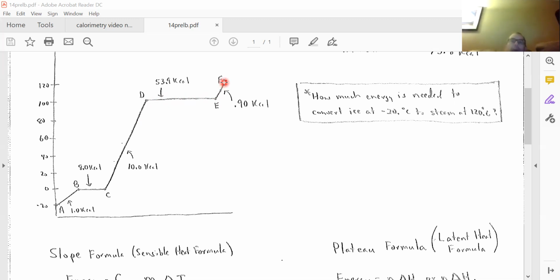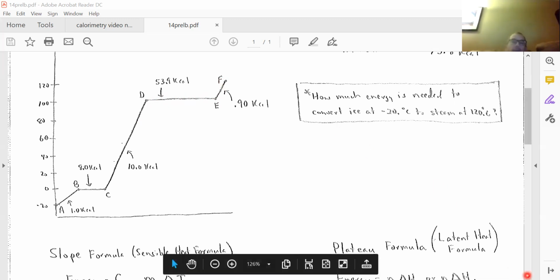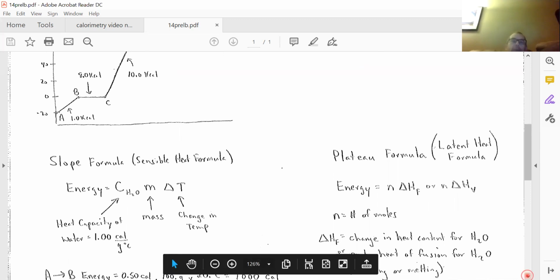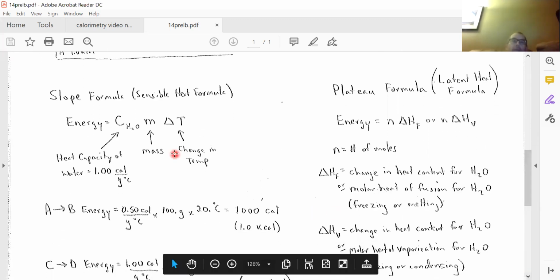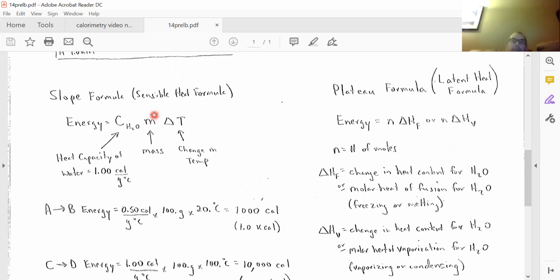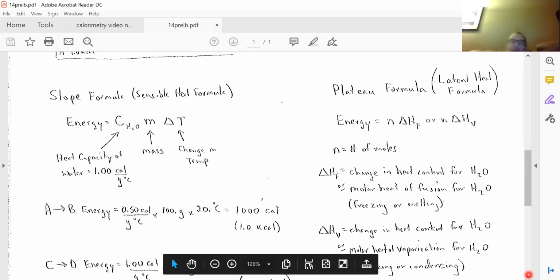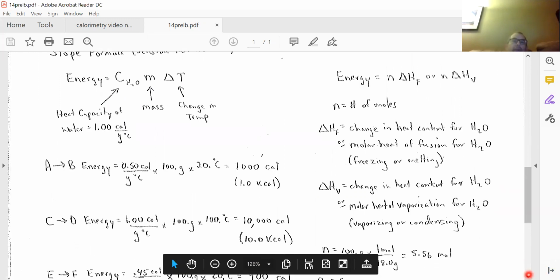Let's take a look at the mathematics in solving this. There is a slope formula for sensible heat because it's reflected in temperature change. That formula is energy equals C, which is the heat capacity, times M, the mass of the substance, times the change in temperature. The heat capacity of water is 1 calorie per gram degree Celsius. However, for ice or gas, it is different.